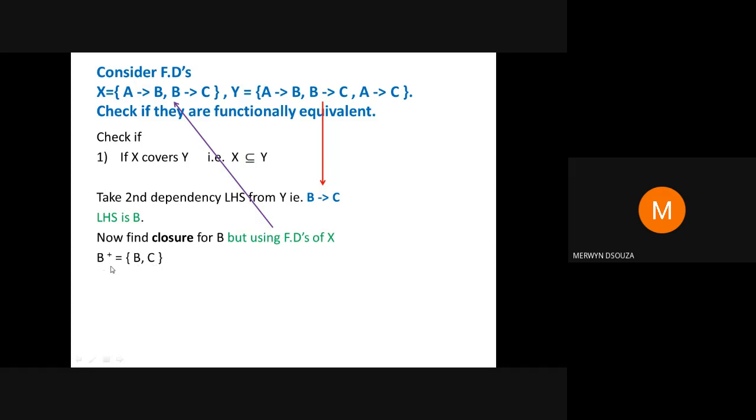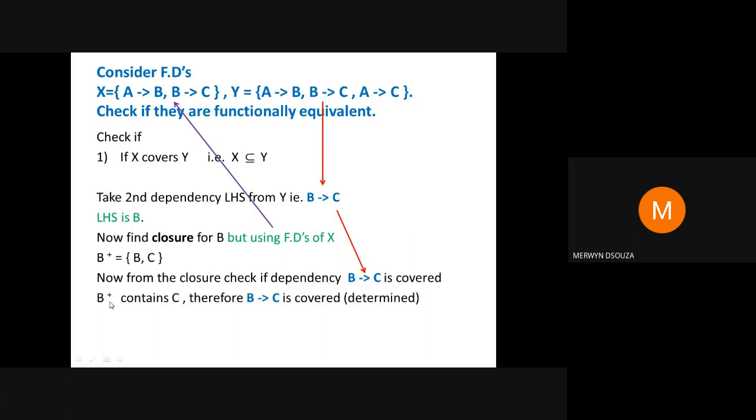Next step, check from the closure whether this functional dependency that you have taken from Y is covered. What do you mean by covered? By covered, you mean that C should be present in this closure. Since the B closure contains C, therefore we say B determines C is covered. So now we have checked the first two functional dependencies and both of these are covered.